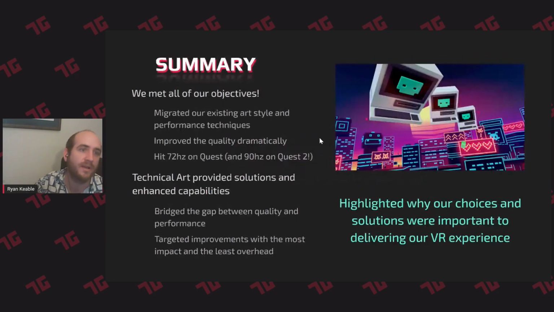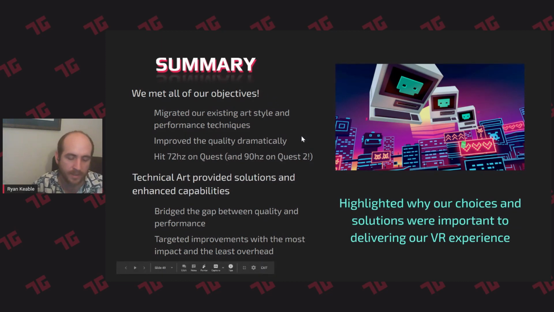In summary, I think ultimately we met all of our objectives. We migrated our existing art style and those performance techniques that we established, and we improved on the quality of them dramatically, and we absolutely hit 73 frames per second on the Quest. And we've also hit 90 frames per second on the Quest 2, which is super cool, and we should be releasing an update for that soon. And we did this by using the lens of technical art to look for and provide solutions to enhance those capabilities. We were able to bridge the gap between quality and performance and we targeted the improvements that would give us the most impact with the least overhead.